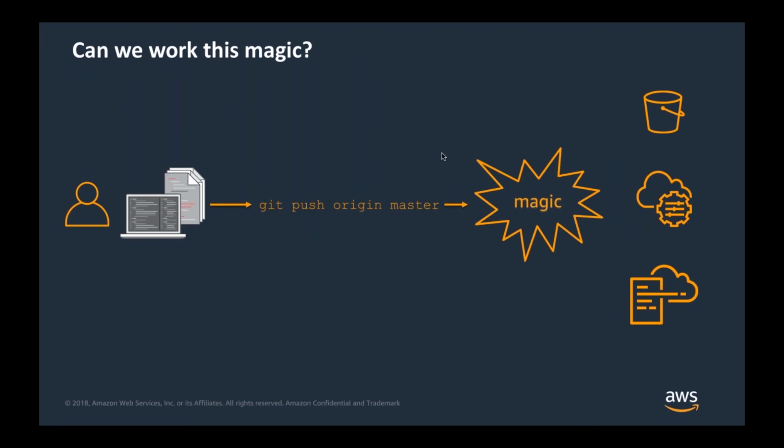In an ideal world, or something we strive for, we would like to have some sort of magic here. We can have Bob write his templates and do a little git push origin master, and poof, magic, and all of that is deployed. All that is either uploaded to an S3 bucket, set up in Systems Manager, or actually updated in the CloudFormation template. Is there something we can use to help us with this?